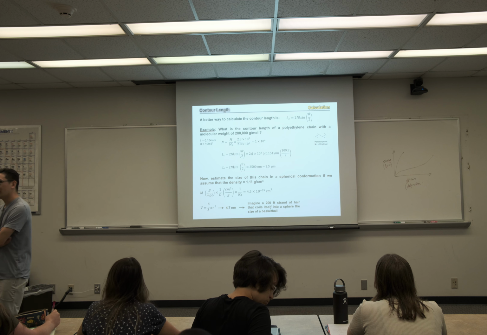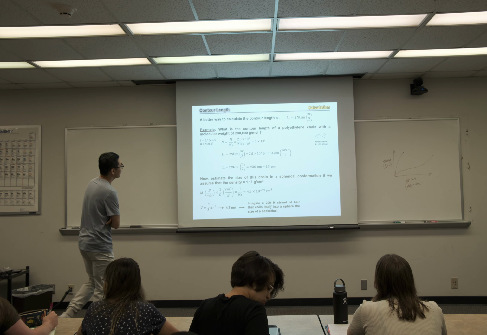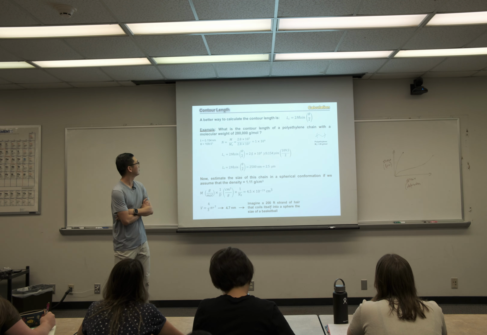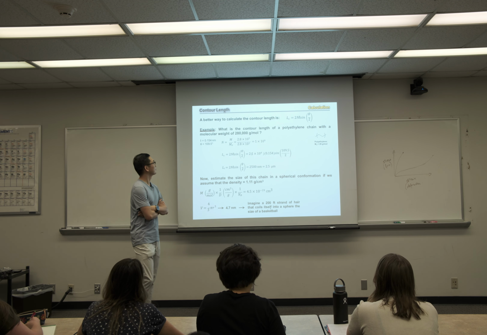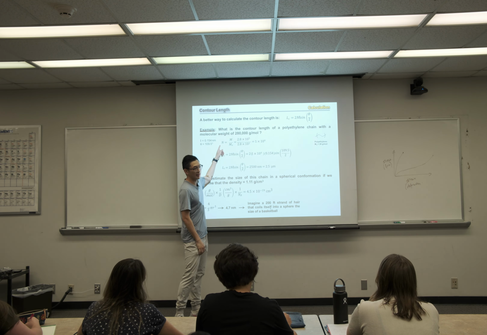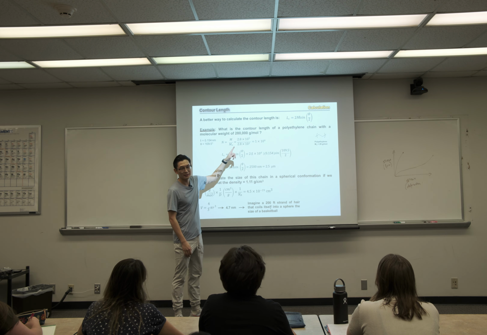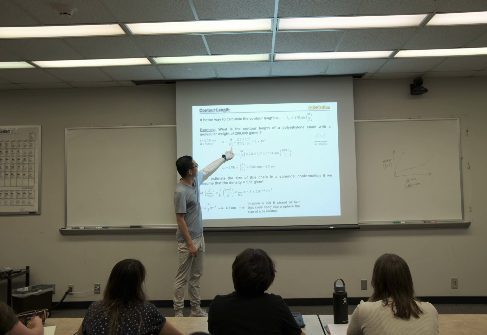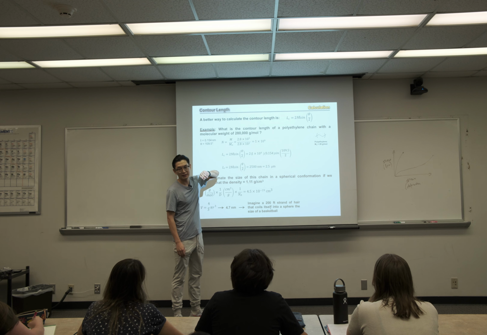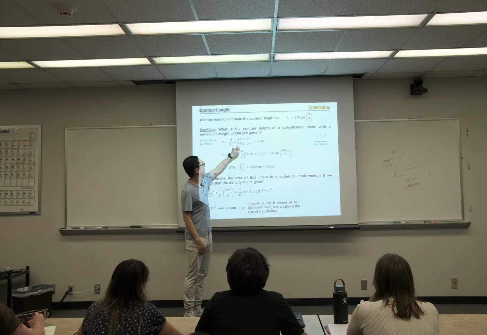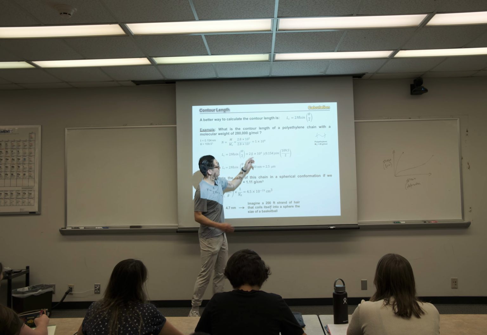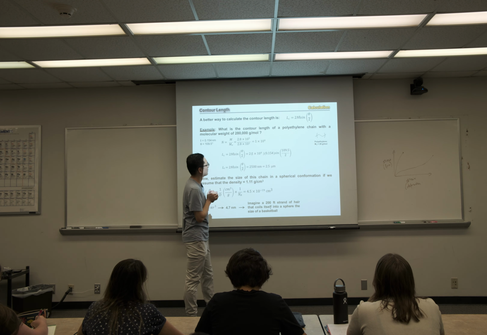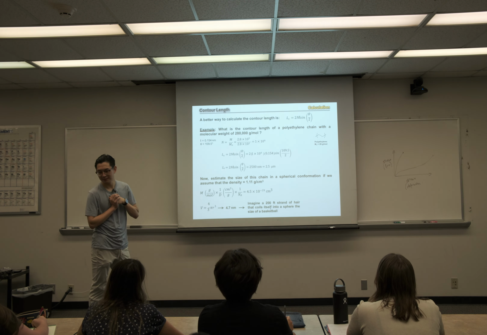Oh, you got it? Yes. Okay. So if you have a molecular weight of 280,000, you can first calculate n, the degree of polymerization. You can use the molecular weight divided by the monomer molecular weight. This is 280 thousand divided by 28. So we know the degree of polymerization would be 10,000, right?